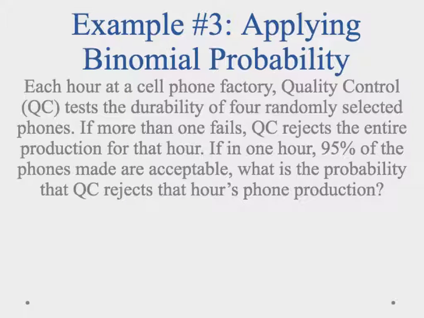Alright, in example 3, we're applying binomial probability. So it says each hour at a cell phone factory, quality control tests the durability of 4 randomly selected phones. If more than one fails, quality control rejects the entire production for that hour. If in 1 hour 95% of the phones made are acceptable, what is the probability that QC rejects that hour's phone production? Okay, so here's what's happening.